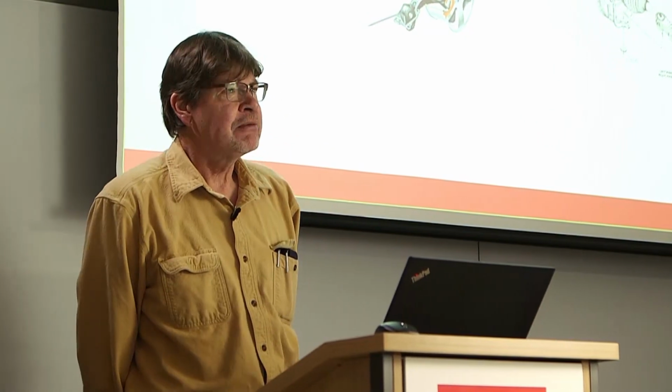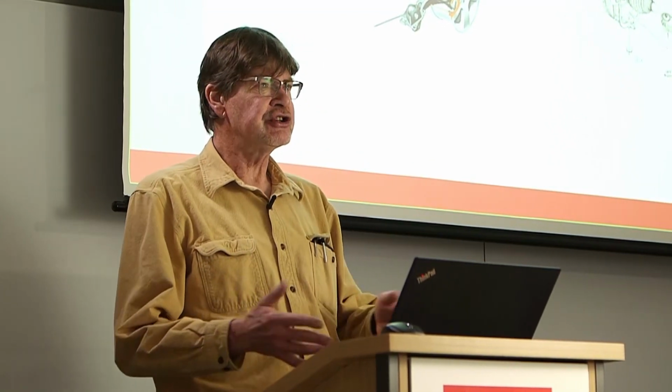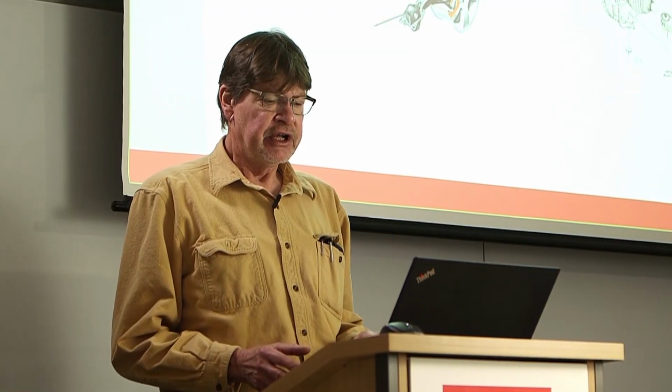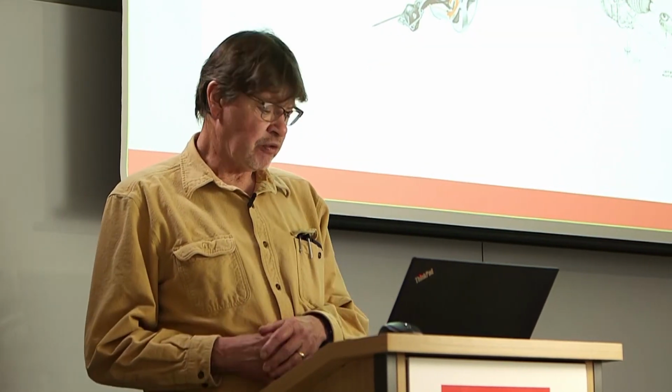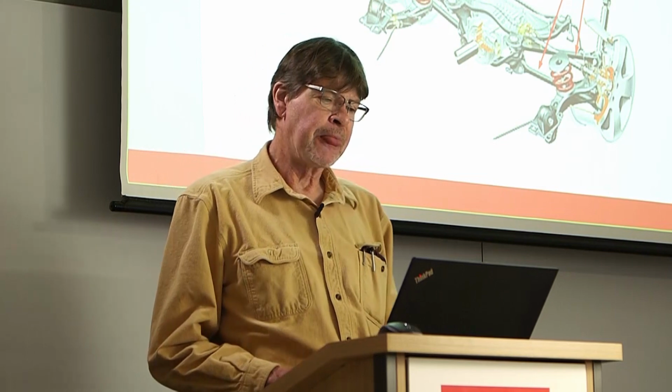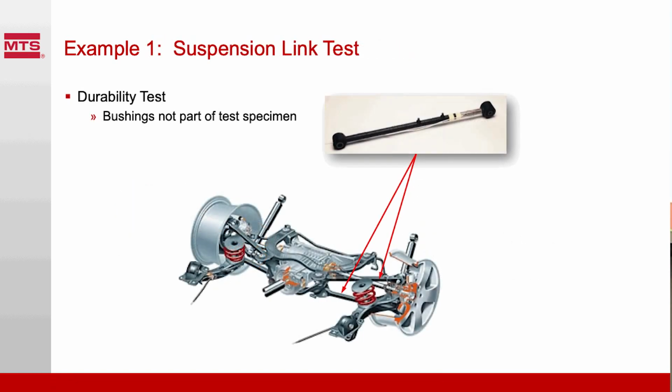Now we're going to cover a couple of specific examples where we go through the test definition, some of the design criteria, and we see how we can develop these around specific requirements for certain components. The first example we're going to take is a relatively simple component. It's a suspension link. It's got primarily tension compression loading, very common in a multi-link suspension. It's also common in many different types of equipment besides just suspensions.